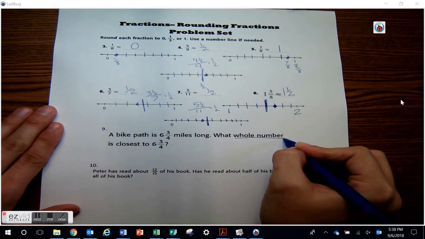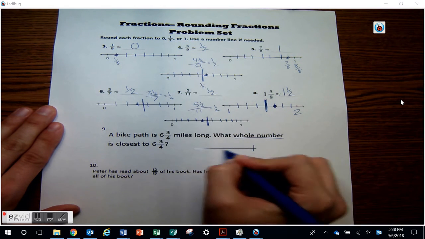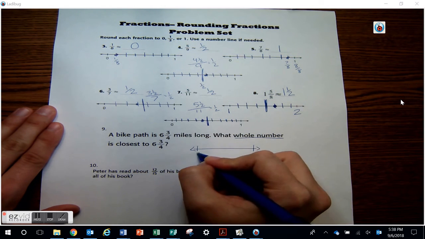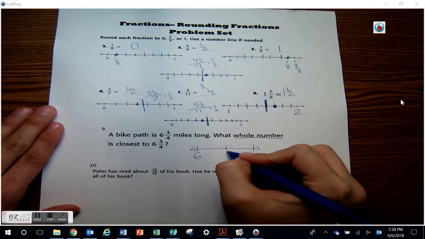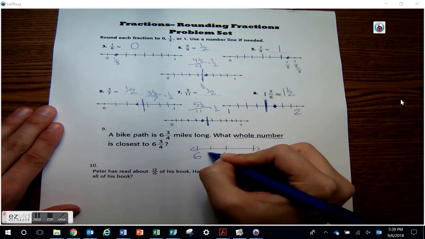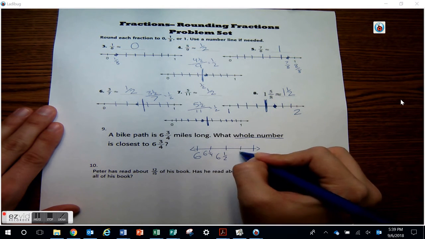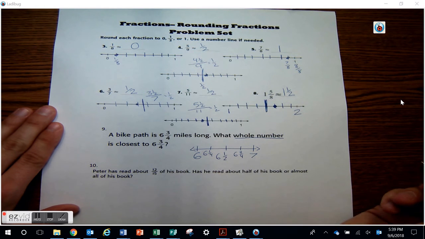This one we're going to start at 1 and end at 2 because this fraction is between those two. Break it up into 8. And we have 1, 2, 3, 4, 5 eighths. This is our halfway point, so we're going to round that to 1 and 1/2.